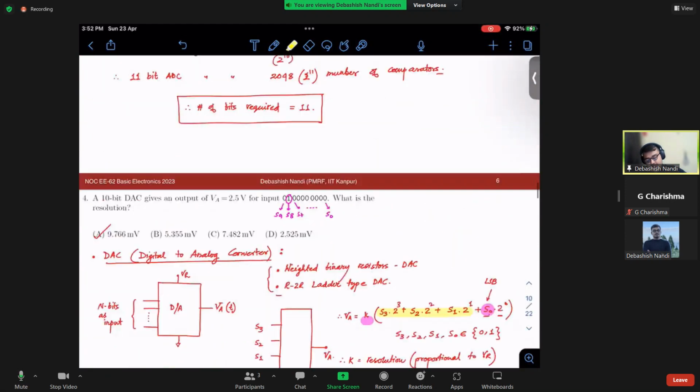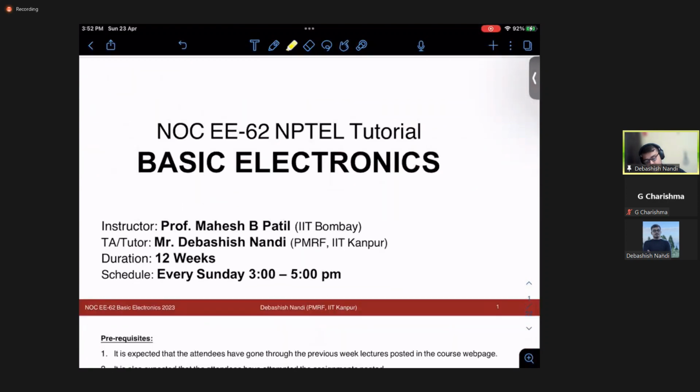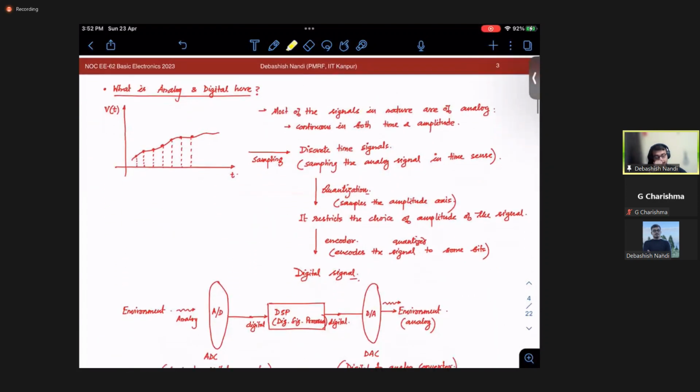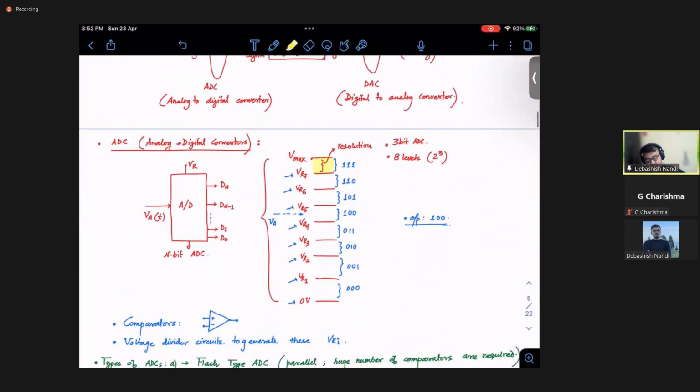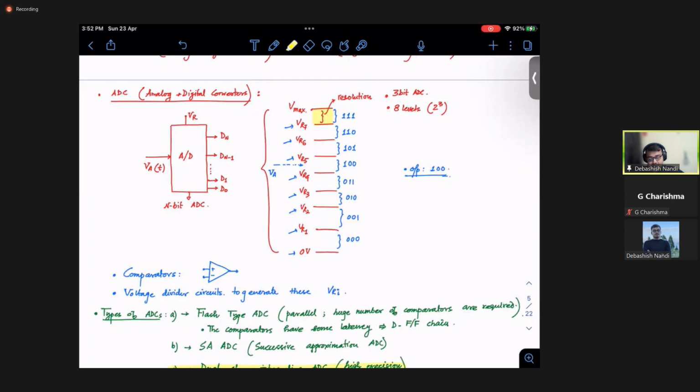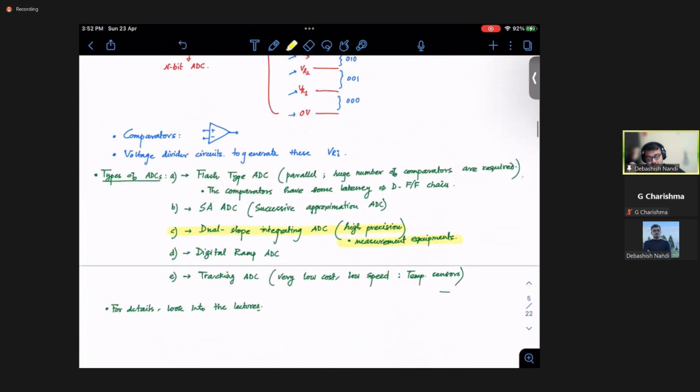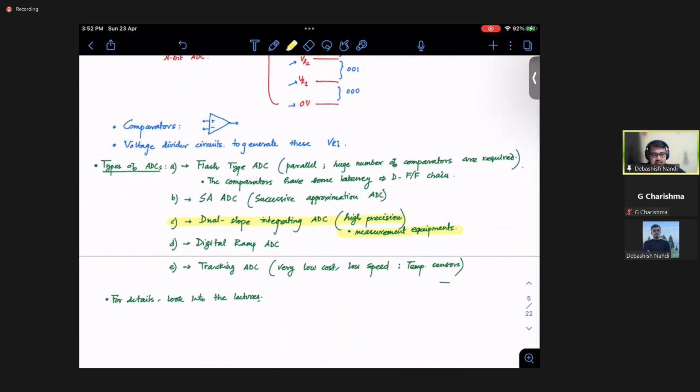So we have been discussing these ADCs. We have discussed so far what analog and digital signals are. Then we discussed what a basic ADC is, how it looks, and by intuition, the basic components required in making an ADC. And then we also discussed briefly the names of the ADCs which were discussed in the class. For details, you are obviously required to look into the lecture videos.